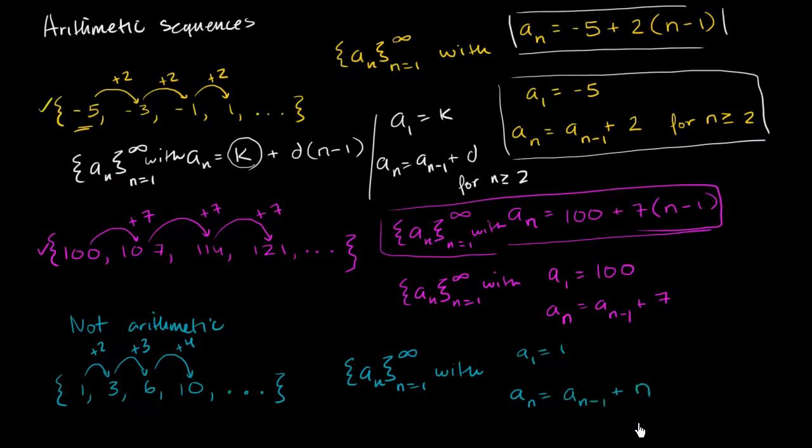So this looks close, but notice here we're changing the amount that we're adding based on what our index is. We're adding the amount of the index to the previous term. And so this is for n greater than or equal to 2. While for an arithmetic sequence, we're adding the same amount regardless of what our index is. Here we're adding the index itself. So this one is not arithmetic, but it's an interesting sequence nonetheless.